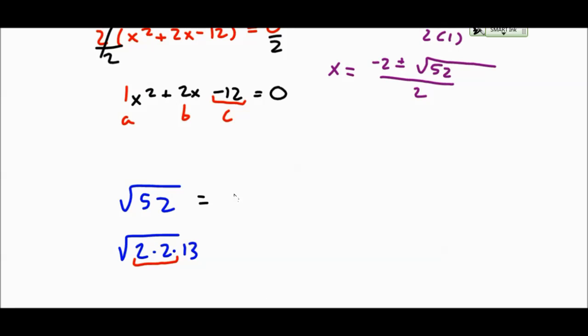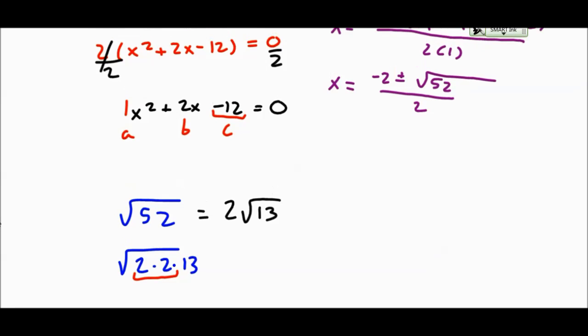I take my pair and write it outside. So it's 2 times 2. Well, the square root of 2 times 2 is 2. And I multiply that by whatever's left. The square root of, well, 13 is left by its lonesome, and so that's it. So this gives me x equals negative 2 plus or minus 2 square root of 13 over 2.